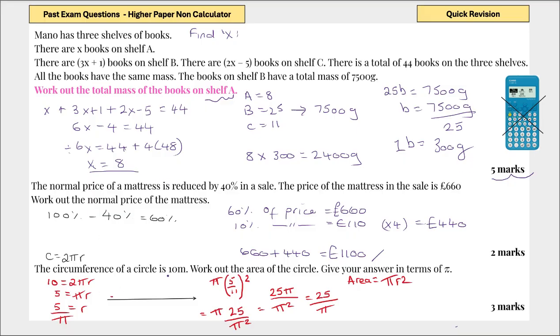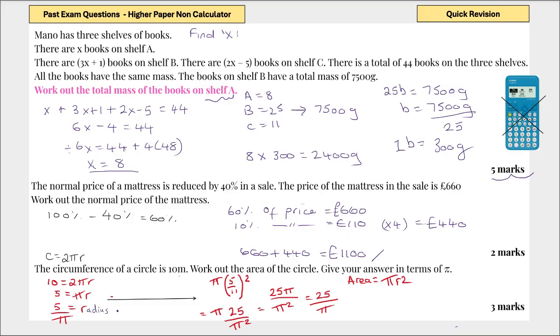So the circumference of the circle is 10 metres. So we need to find the radius first so we can plug it into the area. So we've got 10, because it's 10 metres, equals 2 pi r. 2 divided into 10 is 5, so 5 equals pi r. And then we're going to take the pi down because it's a division. So the radius now equals 5 over pi.